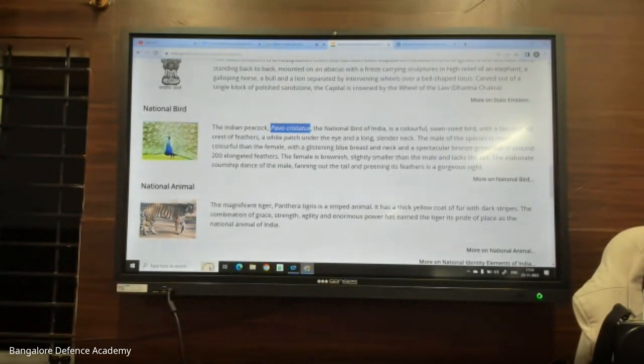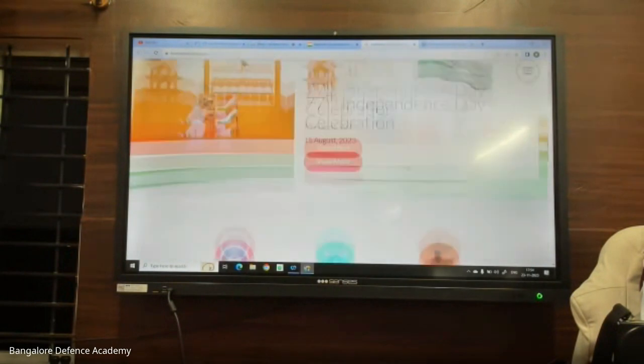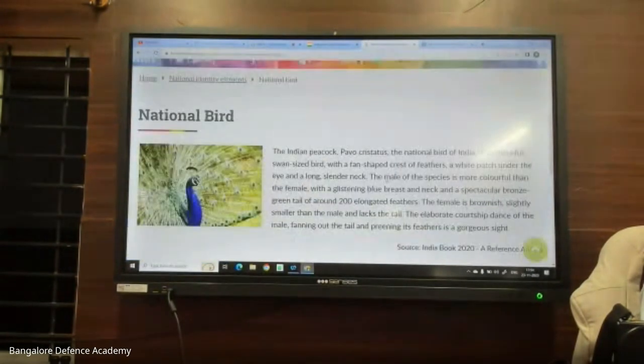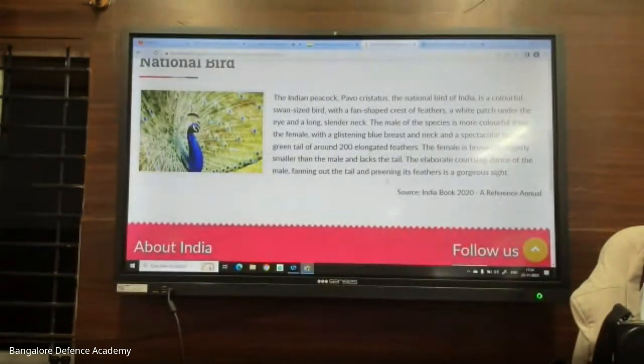Peacock is male or female? Female. This is male. Okay. Female of this bird? Peahen. Correct. Next. There is nothing special. Let us see if there is any other information. Okay, male. That's it. No other special information.